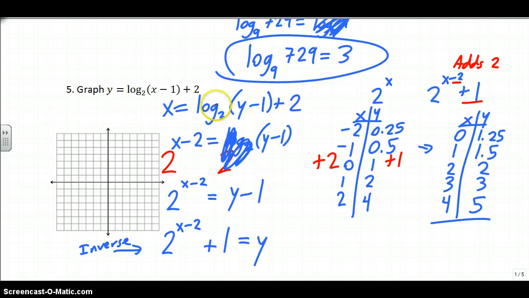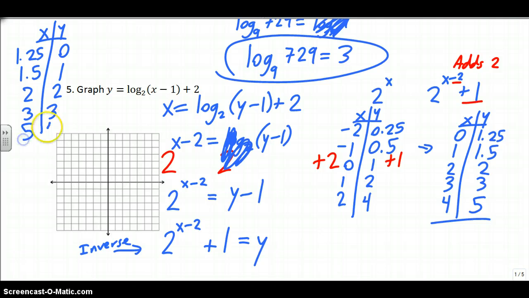Well, the first step in this problem was I switched the x and y. So guess what the last step is? Switch this t-table, and that'll be the t-table for this graph. Of course, I'm running out of room, but I will switch it for you. (1.25, 0), (1.5, 1), (2, 2), (3, 3), (5, 4). Okay. This is what we graph. This is the t-table for this.